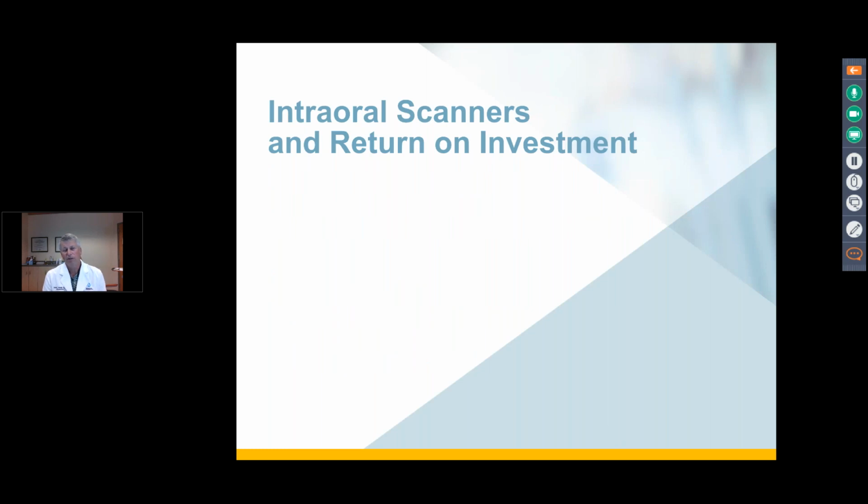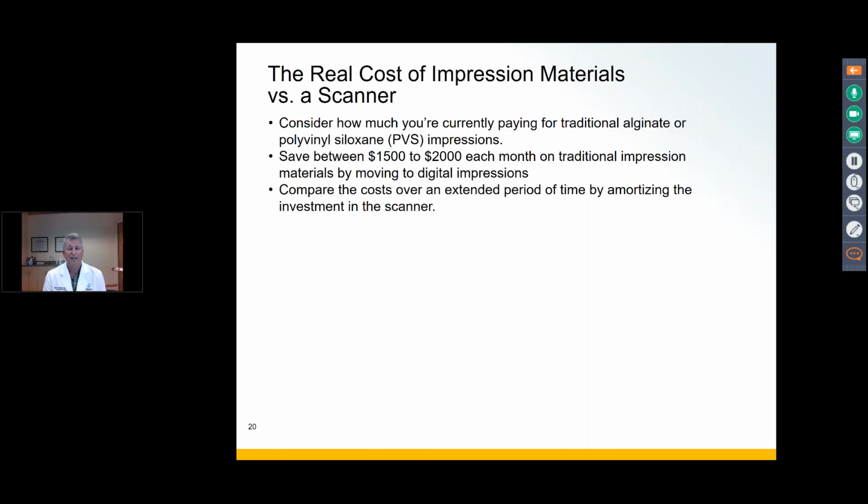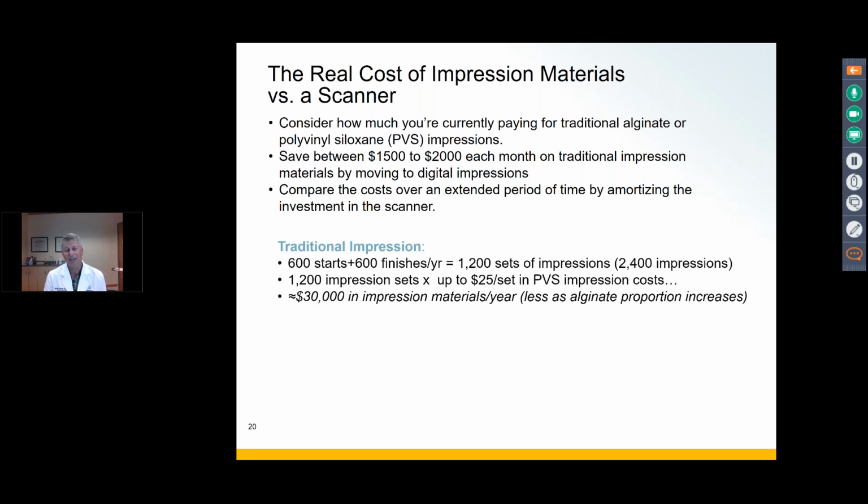So let's talk about return on investment, the bottom line. So really it comes down to, you could probably pay for your scanner with just the cost of impression materials. Just consider right now how many impressions you're taking with either traditional alginate or PBS. And just know you could save $1,500 to $2,000 each month on traditional impression materials if you have a good-sized practice that moves through a bunch of impressions each day. Compare the cost, and let's get an example going by just amortizing the cost of the materials over the amortization of the investment you make in the scanner.